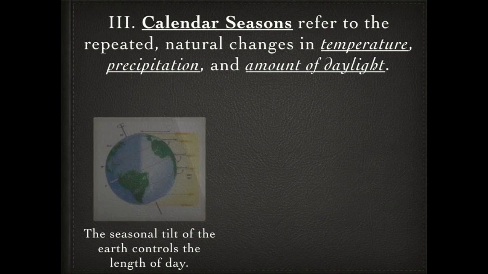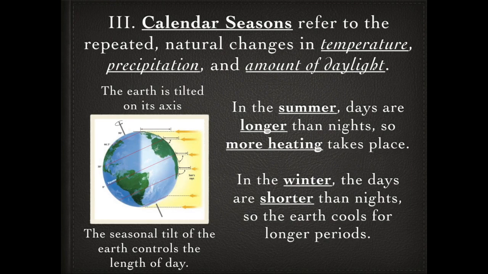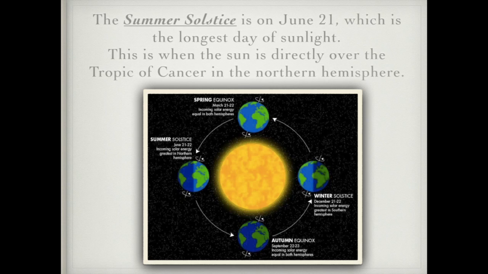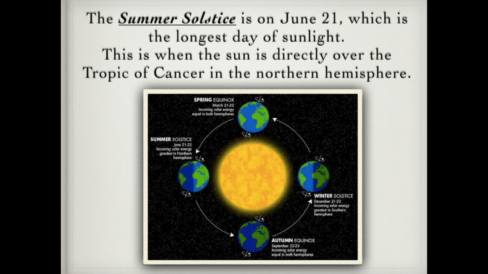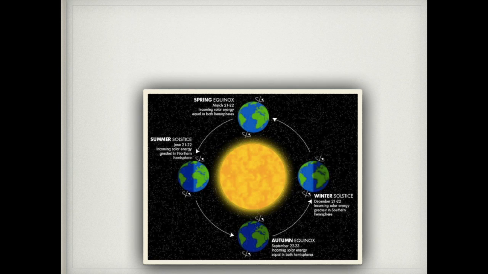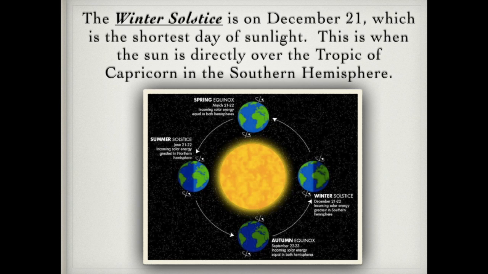And then we have calendar seasons. Don't forget the Earth. In winter, the days are shorter, so it becomes cooler for longer periods. And this is impacted by the Earth's tilt. You should have learned about the summer solstice, the longest day of sunlight, and this is primarily at the end of June, like the 21st or 22nd. And then you have the winter solstice, which is on December 21st, the shortest day of sunlight.